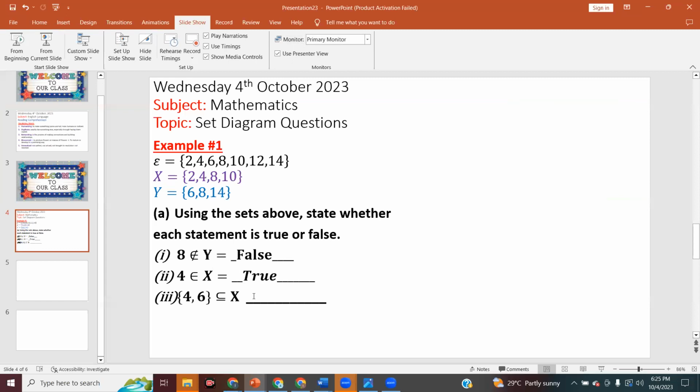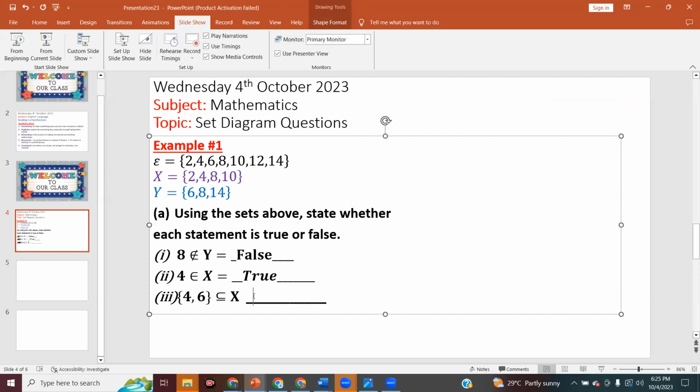So this is going to be what? True or false? It is going to be false. And the reason it's false is because {4, 6}, the set containing 4 and 6, is not a subset of X. Okay. Now let's go ahead and see.